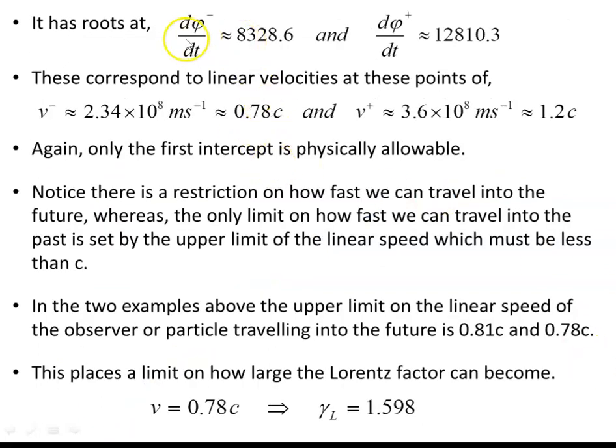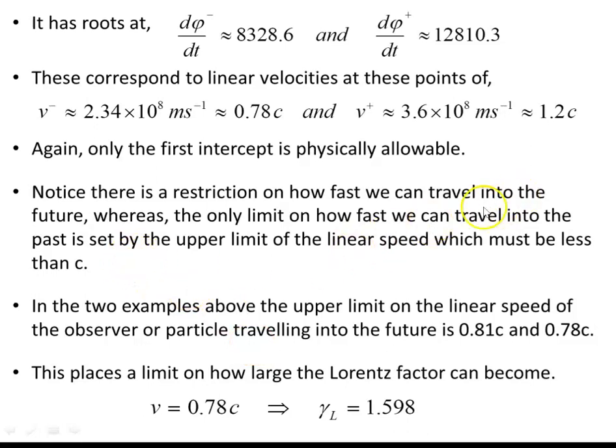Now, it has roots at d phi dt. That's the first root. The second one's not relevant because that's where the curve has gone space-like. It's in that region, and that region is not accessible to objects that must follow a time-like curve, which is all particles with mass. Now these correspond to linear velocities at these points of 78% the speed of light here, and 120% the speed of light here, which is not possible. Again, only the first intercept is physically allowable.